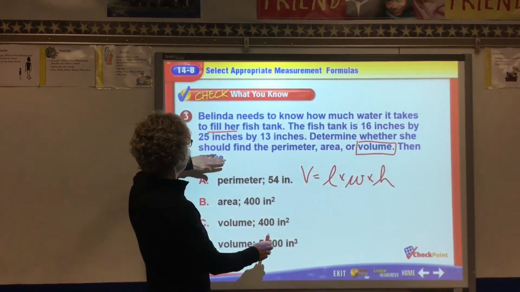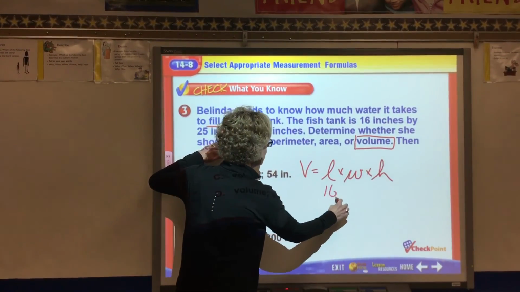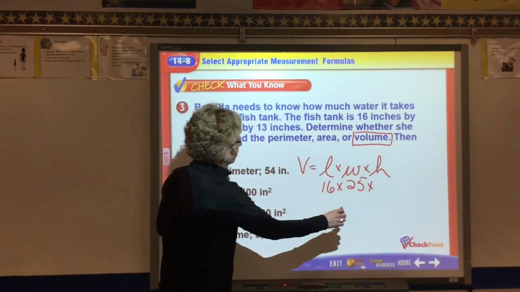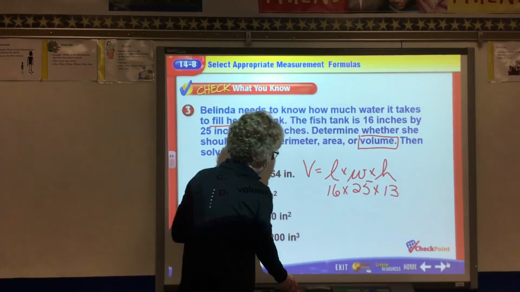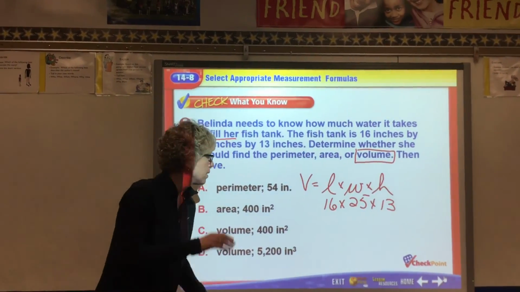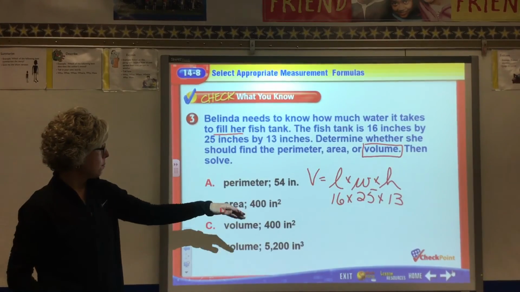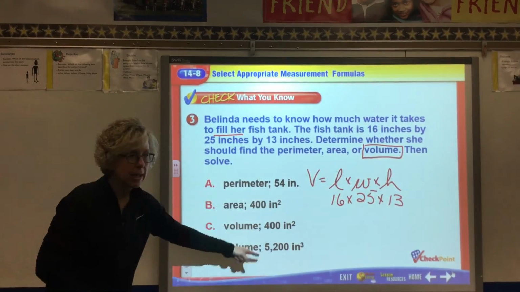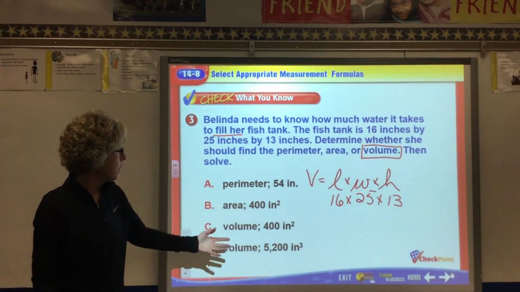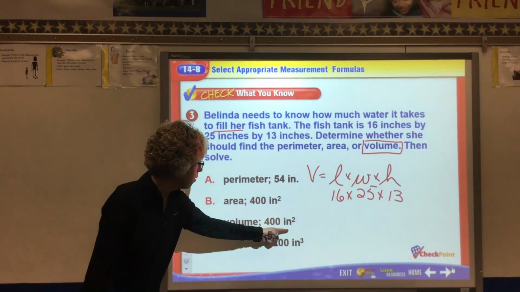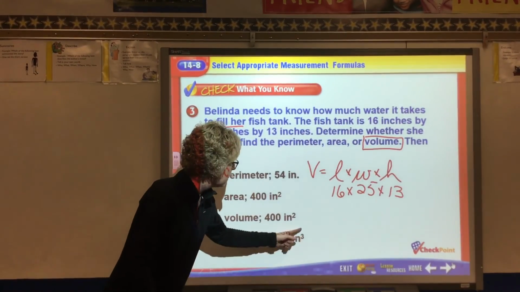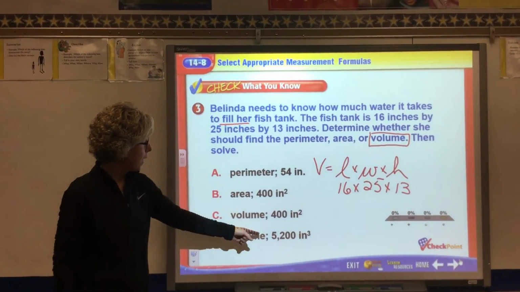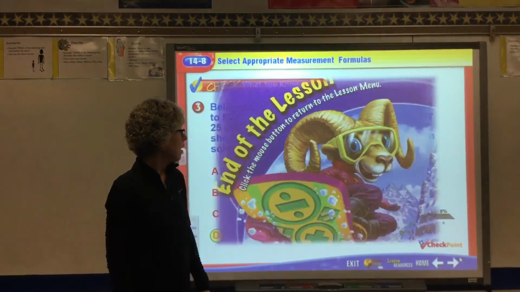Again, our formula for volume is length times width times height. Plug in the numbers that we know. We know it's 16 by 25 by 13. In a problem like that, use your calculator. So 16 times 25 times 13, we're multiplying 3 numbers. Even looking at my answers, I know that it couldn't be this, it couldn't be this, it could be this if it's volume. It would have to be our unit of measure to the third power, cubed. So 5,200 inches cubed.